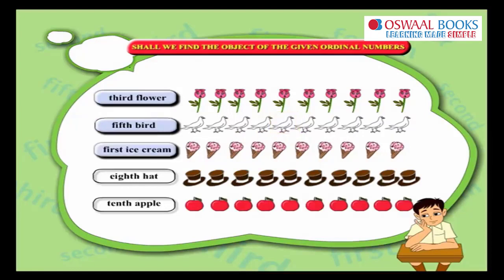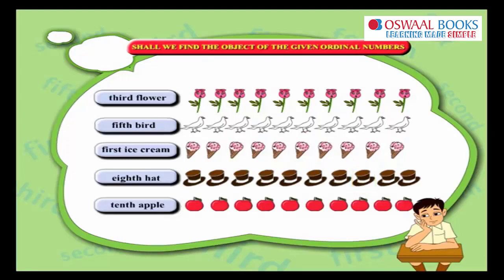First ice cream. Let us find the first ice cream. Start counting. First. This is the first ice cream. Eighth hat. Where is the eighth hat? First, second, third, fourth, fifth, sixth, seventh, eighth. Yes, this is the eighth hat.